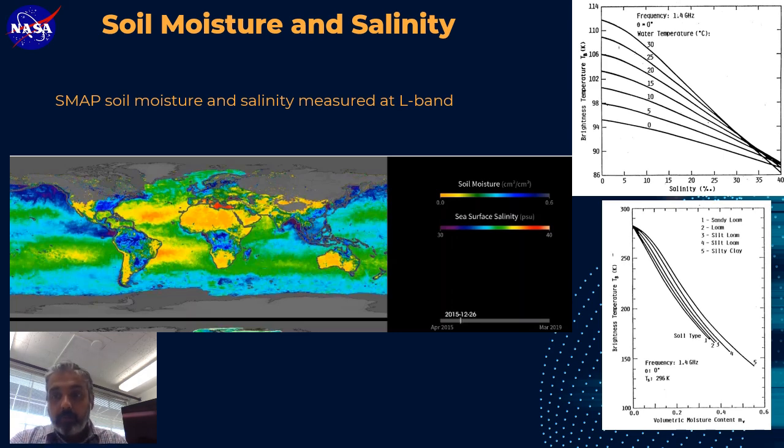Similarly, bottom right has soil moisture. So the x-axis is volumetric moisture content in the soil. The y-axis is brightness temperature, and again you can see as the moisture content increases, brightness temperature decreases, and this depends on what soil type you have as well.